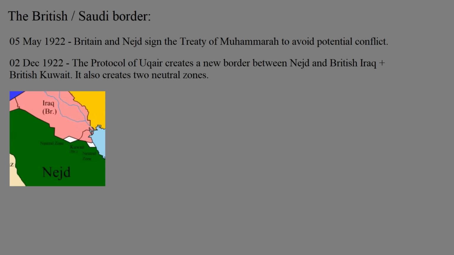Despite this being an attempt to establish a hard border, both sides were fine with the two neutral zones, because at the end of the day, the British got a border of some kind, and for the Saudis, it was still a line across the desert, so it really wasn't the most important thing in the world to worry about.